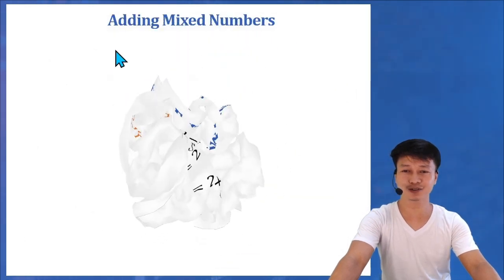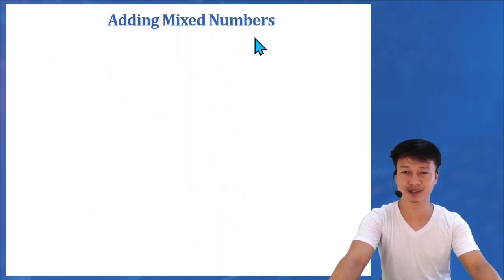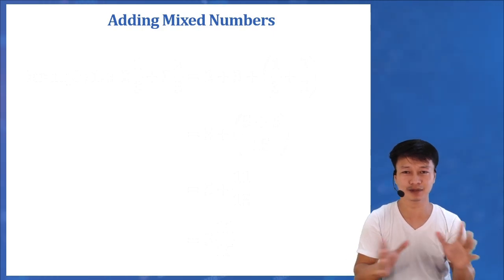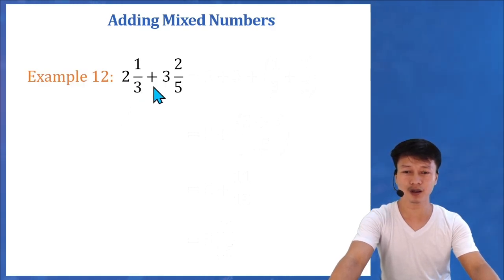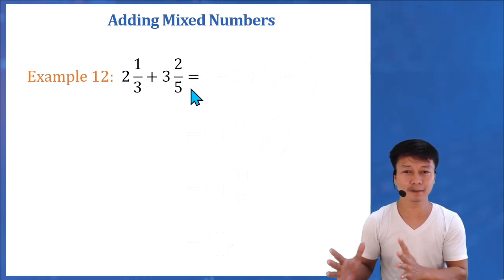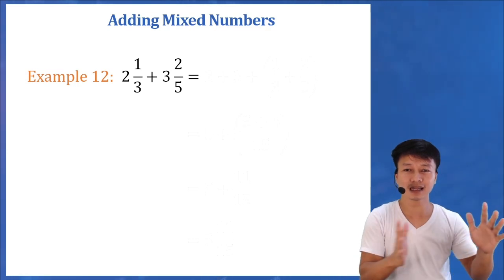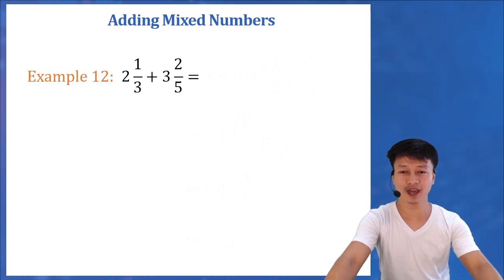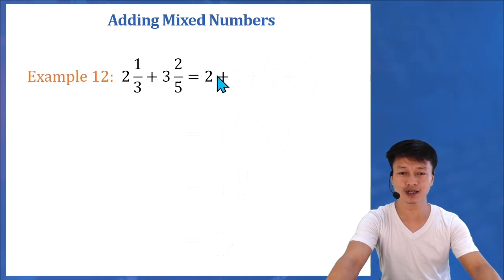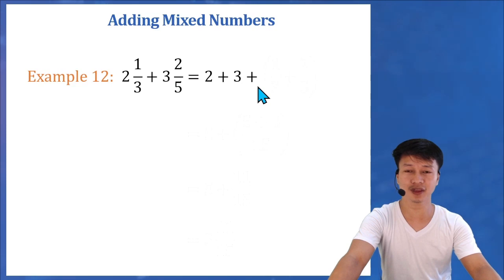Okay, so let's proceed now to adding mixed numbers. So this time, dalawang mixed numbers pagsasamahin natin. So we have example number 12, 2 and 1/3 plus 3 and 2/5. And again, i-add natin yung whole number parts at i-add rin natin separately yung fraction parts. Okay, so we have a whole number here which is 2 plus another whole number which is 3. So we have 2 plus 3 plus their fraction parts are 1/3. So this is 1/3 plus 2/5.